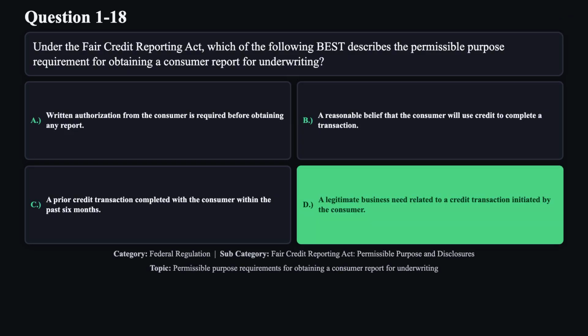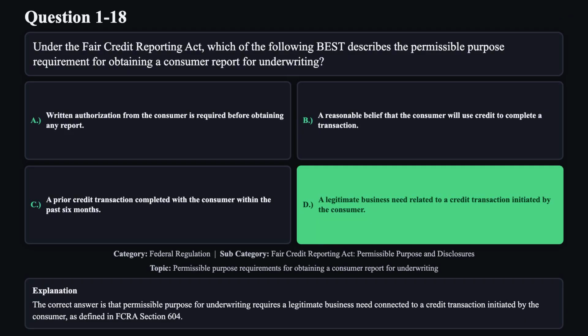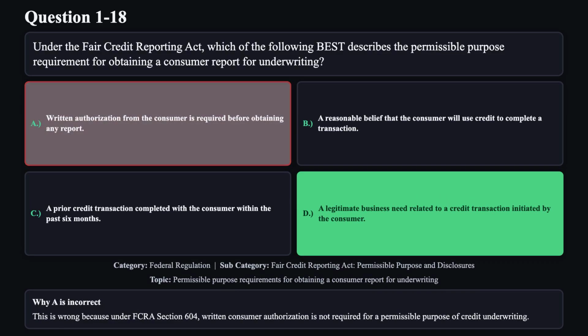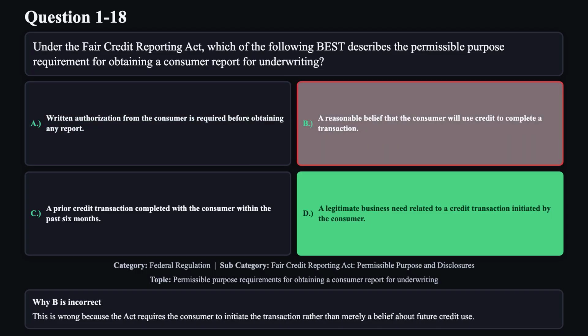The correct answer is D. The correct answer is that permissible purpose for underwriting requires a legitimate business need connected to a credit transaction initiated by the consumer, as defined in FCRA Section 604. Reason A is not correct. This is wrong because under FCRA Section 604, written consumer authorization is not required for a permissible purpose of credit underwriting.